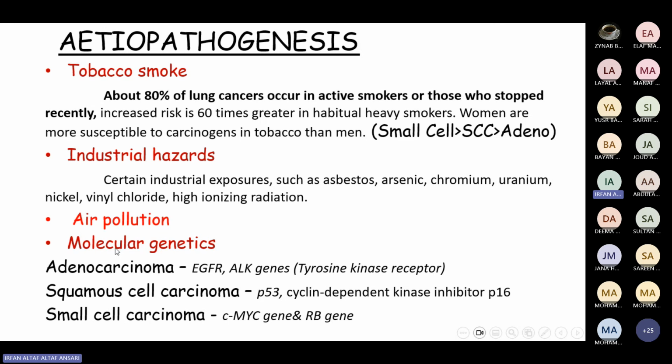And molecular genetics. Genetics play a very important role in lung cancer, and they are so important now. They are identifying the individual gene and giving targeted therapy, targeting the specific gene which gets defective in lung carcinoma. So what are these genes? EGFR, ALK genes, or tyrosine kinase receptor genes in adenocarcinoma. Nowadays, research is going on to find drugs which target these genes so that the carcinomas can be treated. In squamous cell carcinoma, you have P53 and cyclin-dependent kinase inhibitor P16. In small cell carcinoma, the c-MYC gene and the RB gene. So nowadays, cancer is a genetic disease, and all the research is directed towards finding the commonly affected genes and targeted therapies against those genes.